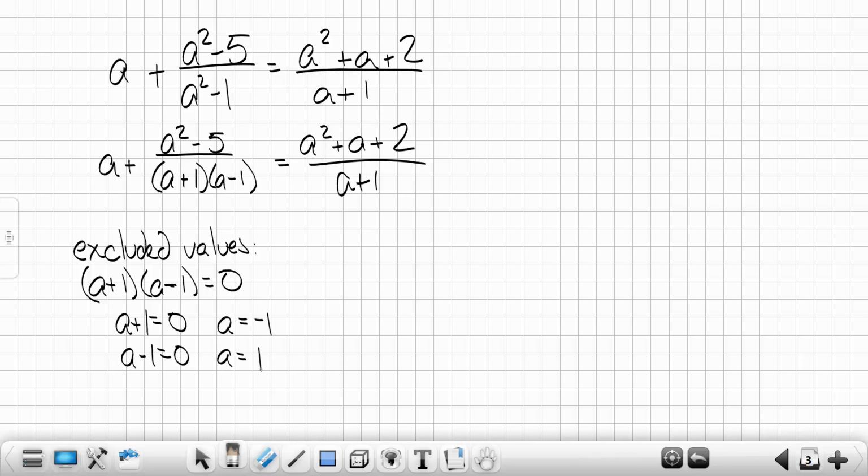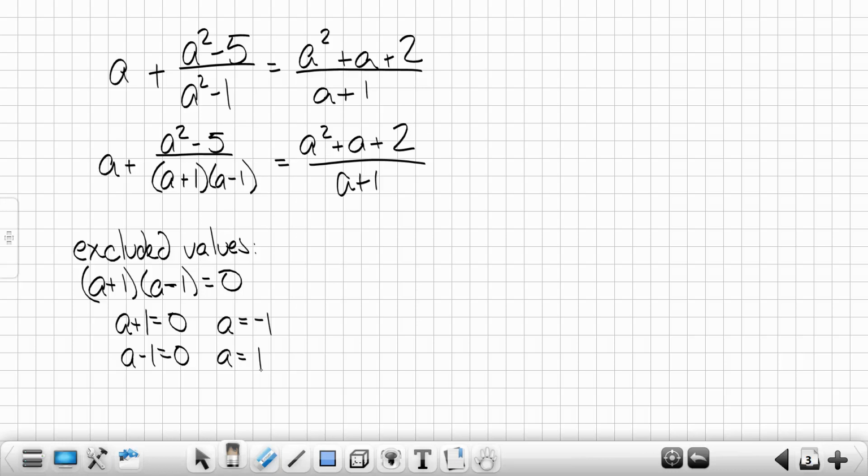Then I would, technically speaking, this is a good reason to review the video, I would also set this last denominator equal to 0, but I already did that right here. No, because this is an excluded value, so we don't have a multiplicity. Good question. We don't have a multiplicity on an excluded value.